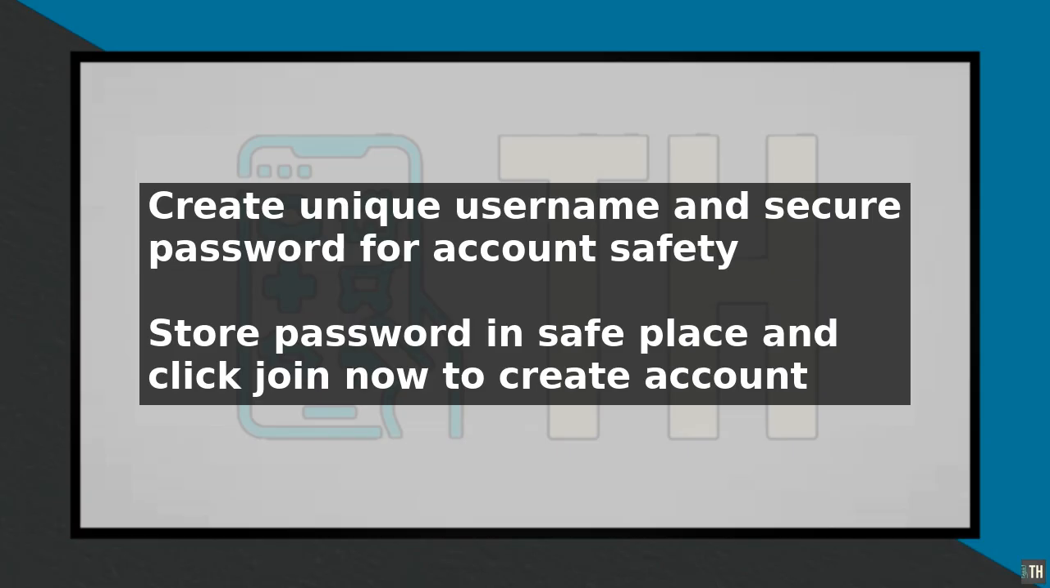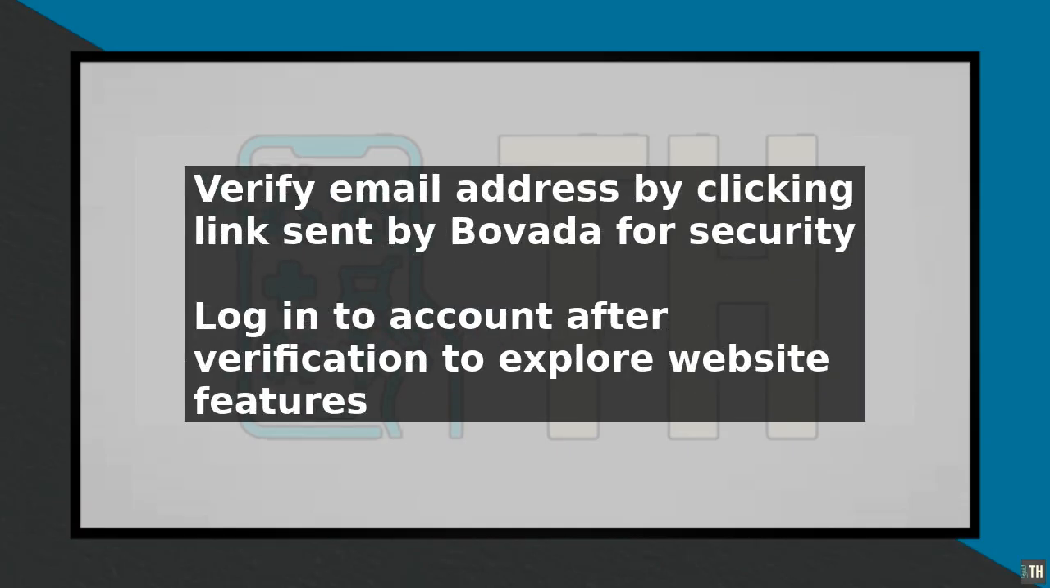To make a deposit, go to the cashier page and select your preferred payment method. Bovada offers a variety of payment options including credit cards, Bitcoin, and bank transfers. Choose the payment method that is most convenient for you and follow the instructions to complete the deposit. Once you have made a deposit, you can start betting on sports, playing casino games, or participating in poker tournaments.